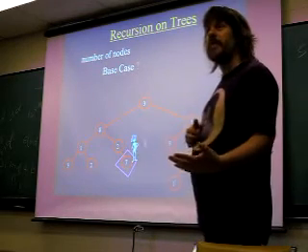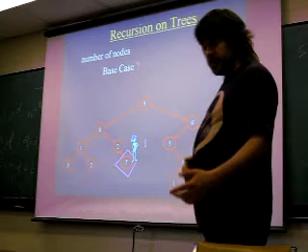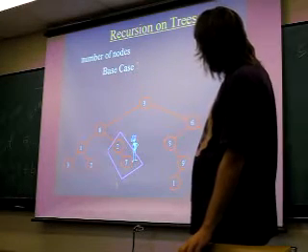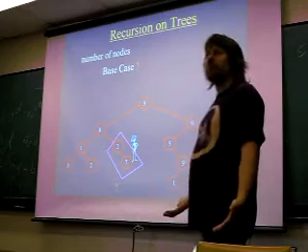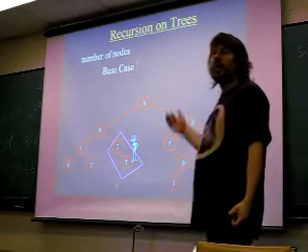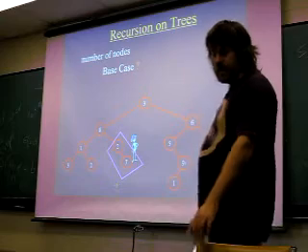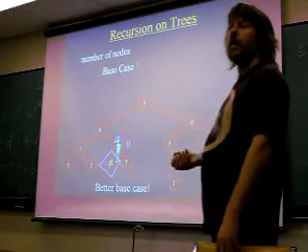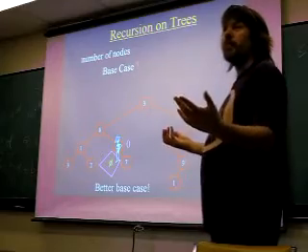Is that the base case? All right, good. No, because if that was the base case, we haven't solved this problem yet, right? Because you can't go left. So the base case should be the empty tree, and how many nodes in the empty tree? 0.